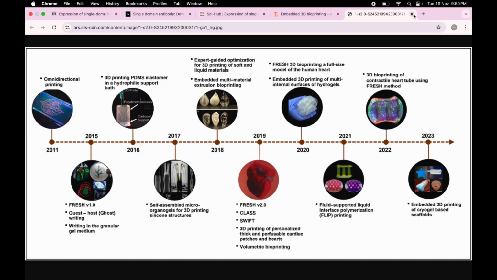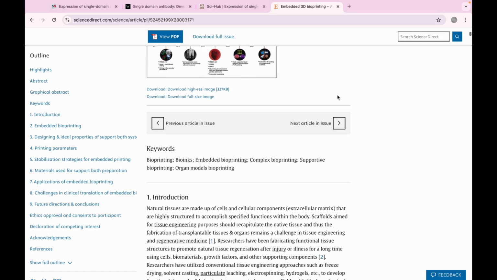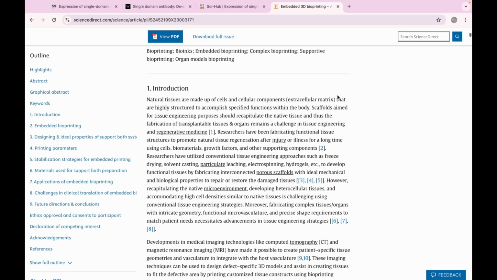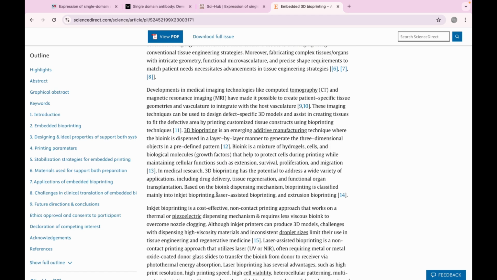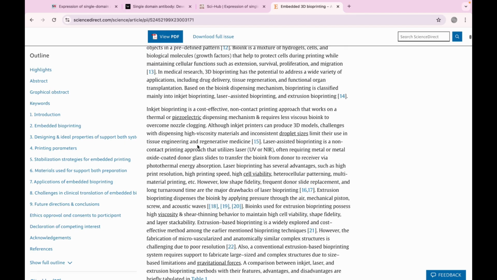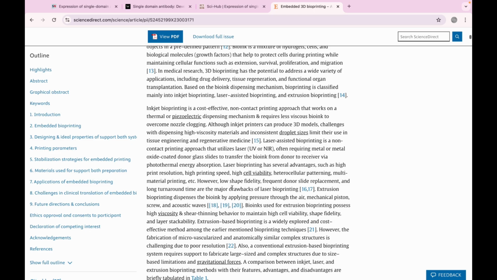Now laser-assisted bioprinting, extrusion-based bioprinting, we have talked about it in our printing lecture, right? We'll talk more about piezoelectric and all those things. I think we have briefly talked about these things as well.